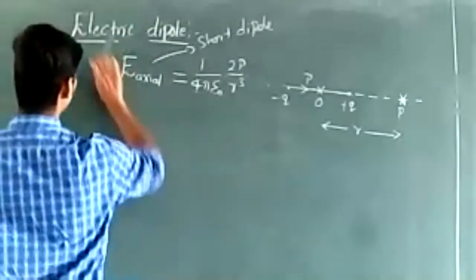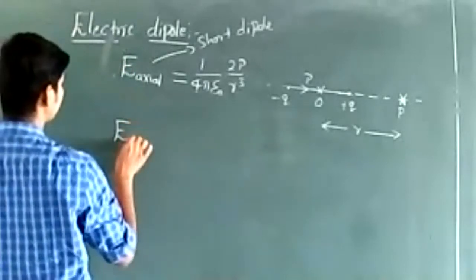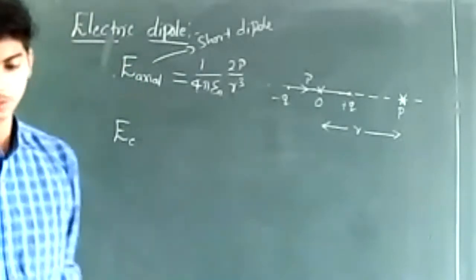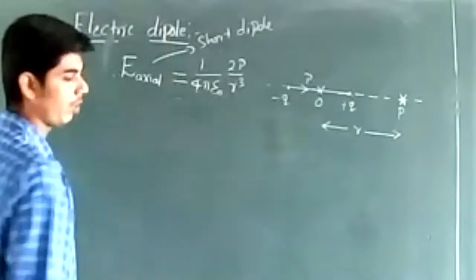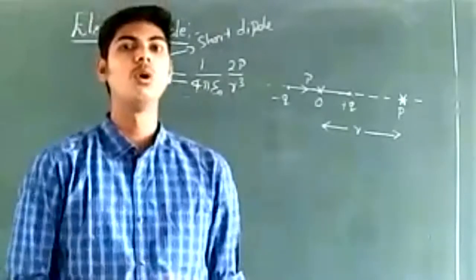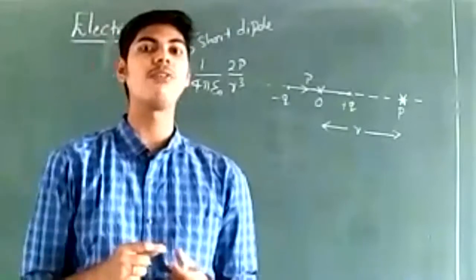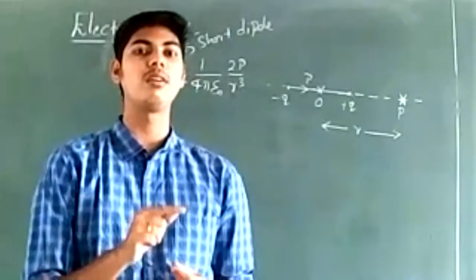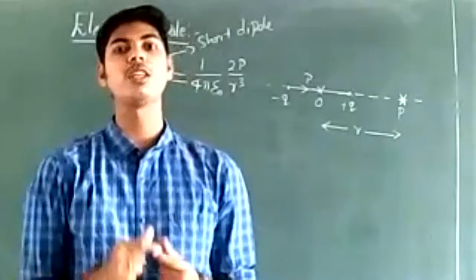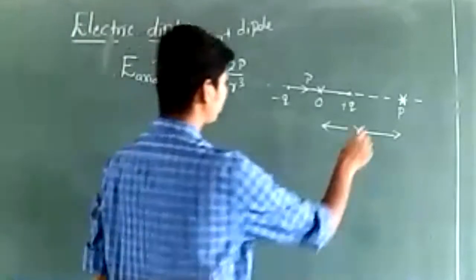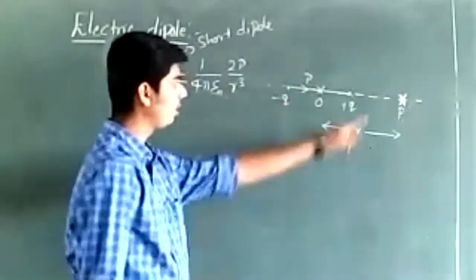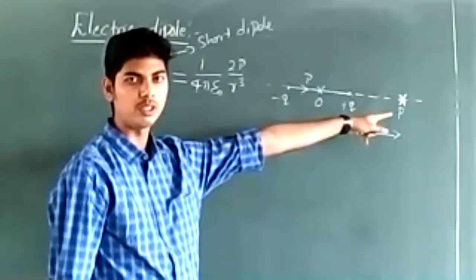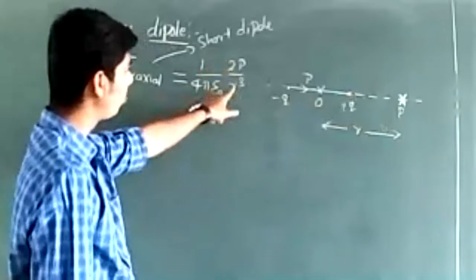On the other hand, electric field produced by the same dipole. Before we go for electric field intensity at a point on the equatorial line of a dipole, you must know the direction of electric field produced by the electric dipole at a point on the axial line. What is the magnitude of electric field at that point? 1 by 4 pi epsilon 2p by r cube.